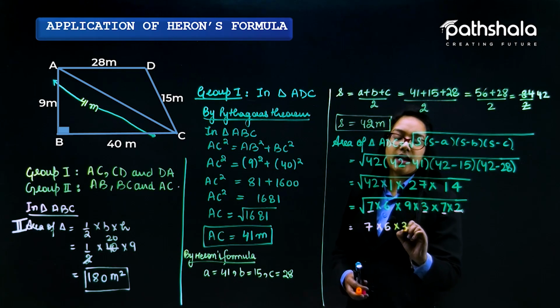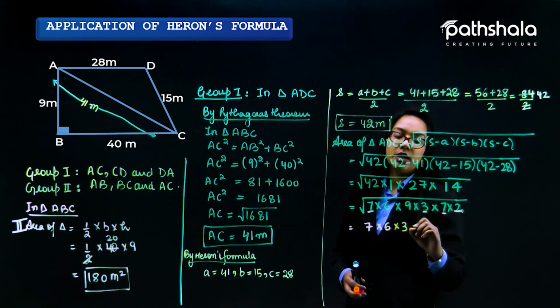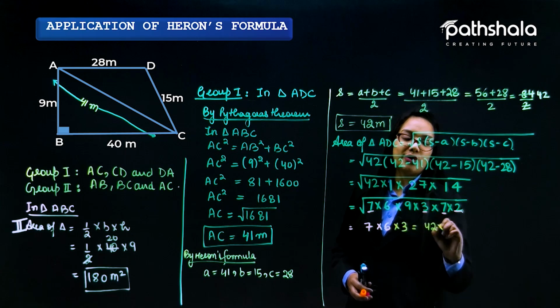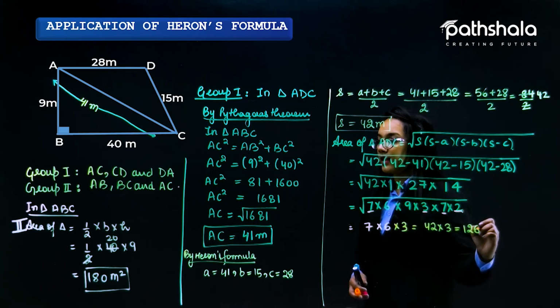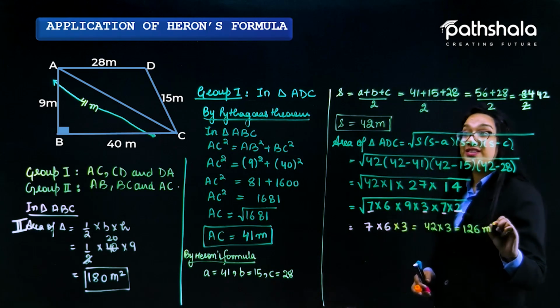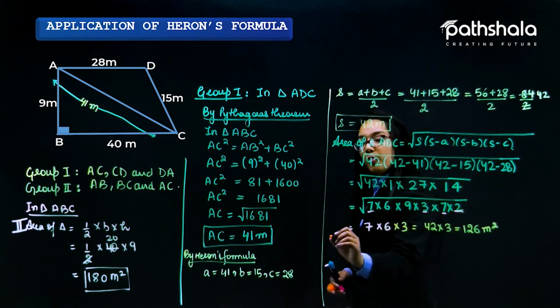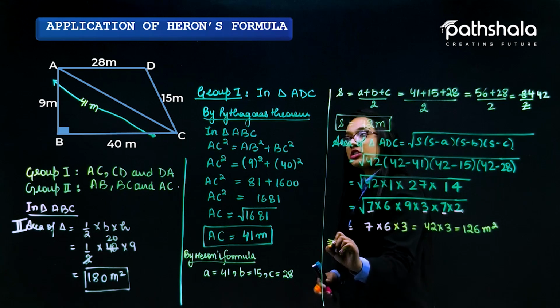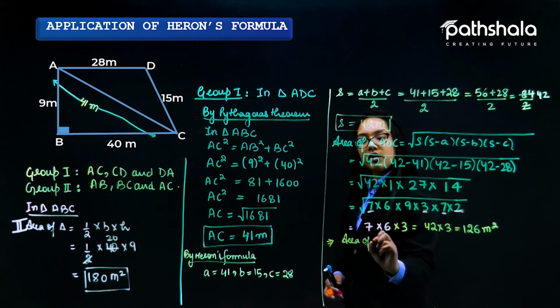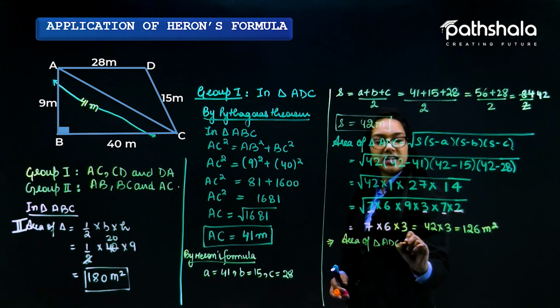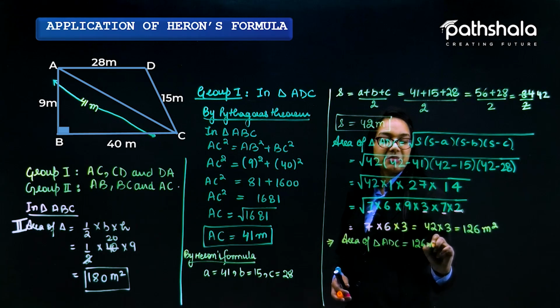So hence at the end we have the values as nothing but 6 into 7 is 42, 42 into 3 is nothing but 126. At the end, this is nothing but meter square, this is meter square. So hence the area which is claimed by the group 1, or the area of ADC, is nothing but 126 meters square.